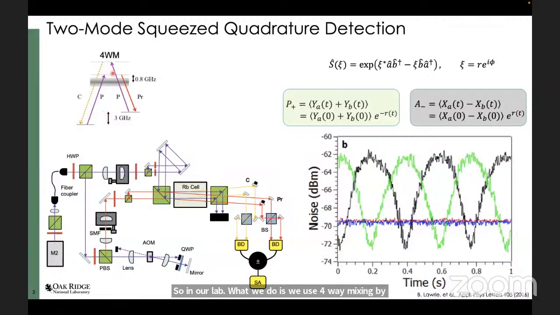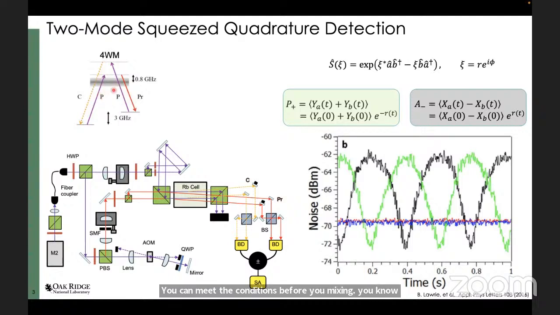And when you do that, you create this lambda configuration, as shown here, where the four or so excited states are essentially blurred and make one excited state. And if you pump sufficiently off resonance and also have a probe seed to excite this lambda configuration, you can meet the conditions for four-way mixing.